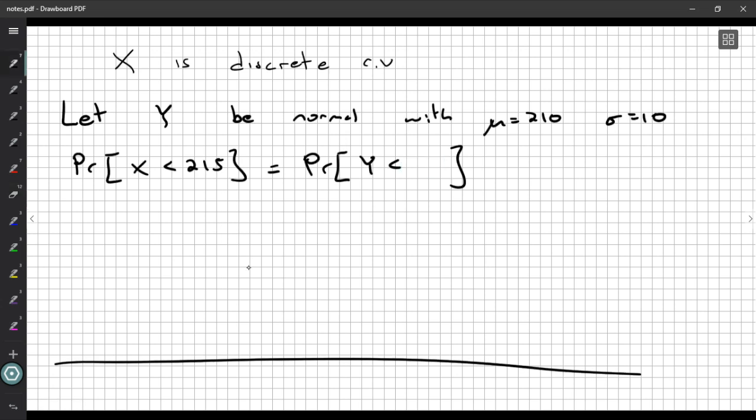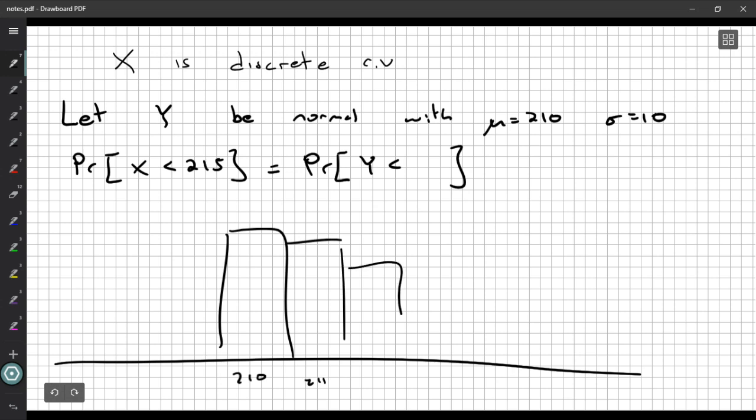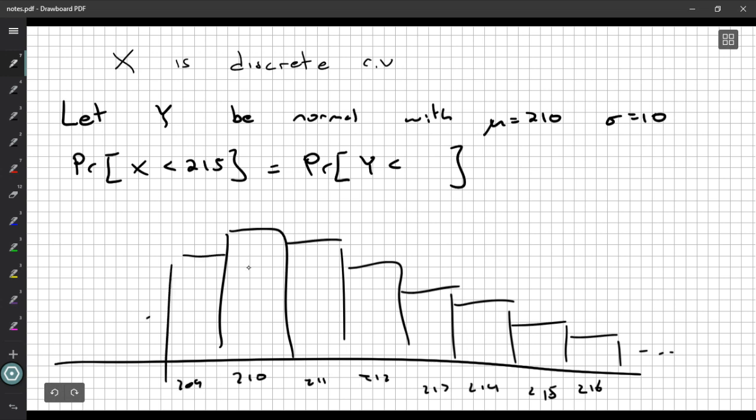So here's where a mock histogram is going to come in. So we might get 210 here. That's the mean, so that's sort of the peak. 211, 212. You don't have to fill them all in. All we want to do is get a sense of where the area representing the probability we are interested in starts and stops. So I could keep going after 216, and if you wanted to, you could go back a little bit, but we're not too interested. Now we want the probability x is less than 215.